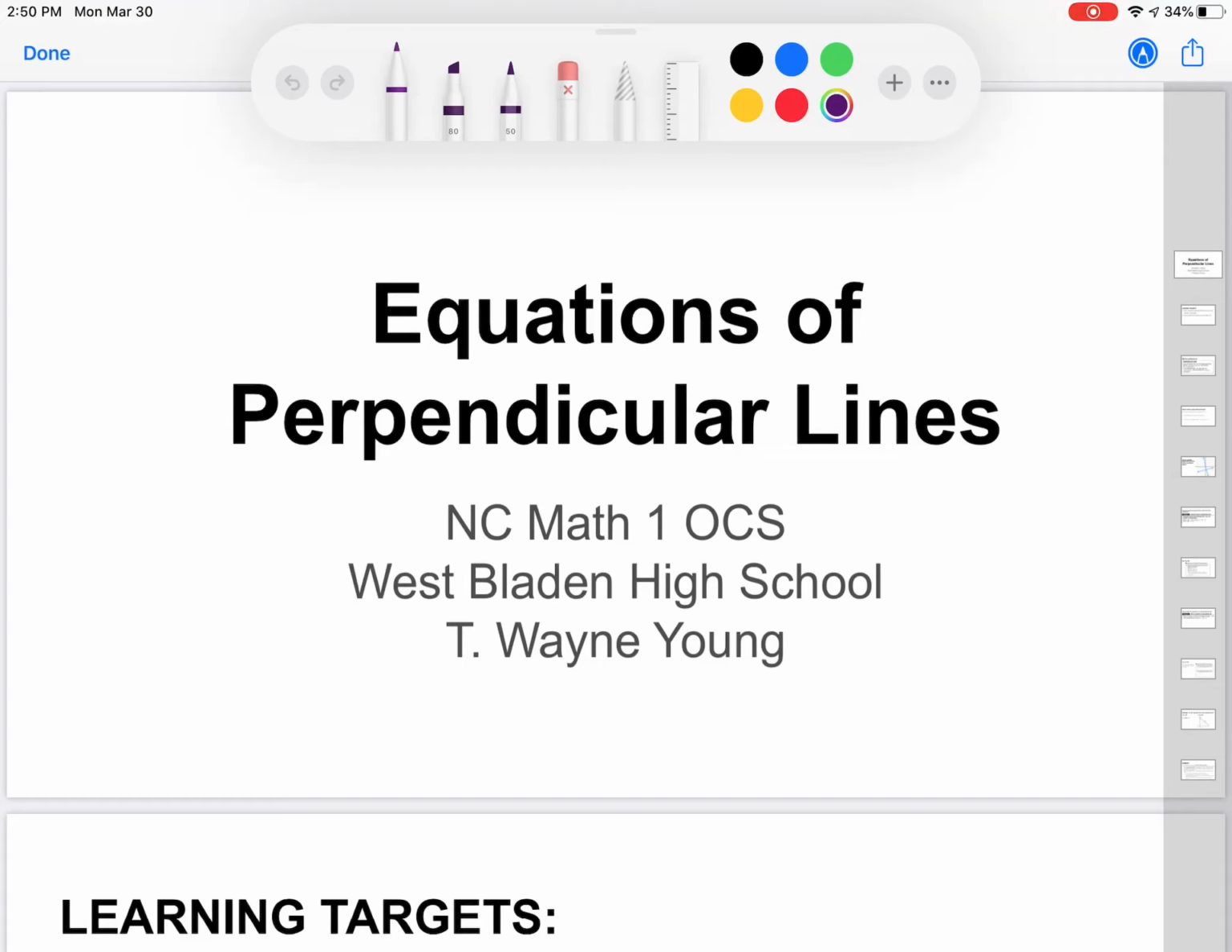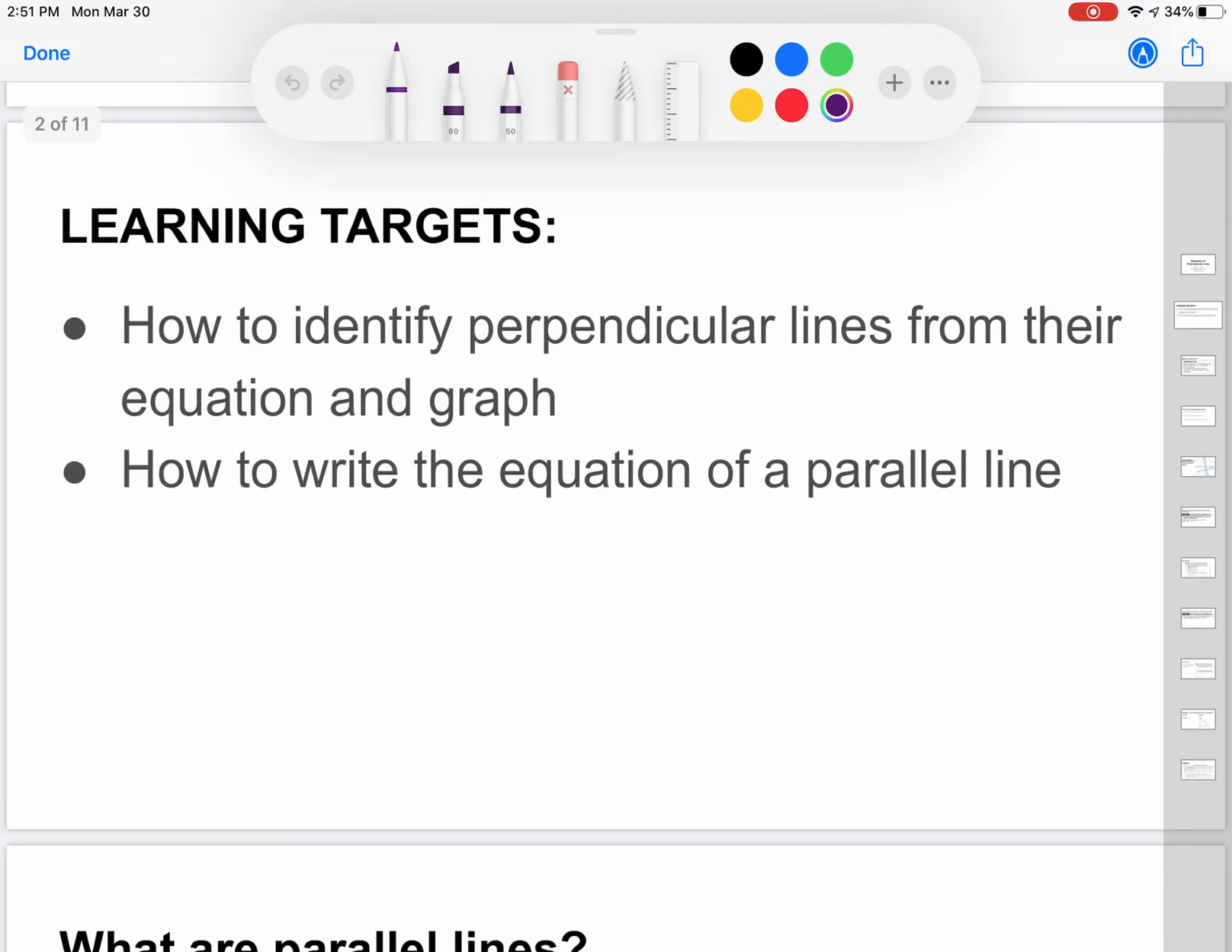Earlier this week we talked about parallel lines, and remember we said when you're talking about parallel and perpendicular, it is all about slope. Same applies with perpendicular lines. It is all about the slope. Parallel lines we said had the same slope, but perpendicular lines are a little bit different. We're going to learn how to identify perpendicular lines from their equation and graph, and how to write the equation of a perpendicular line.